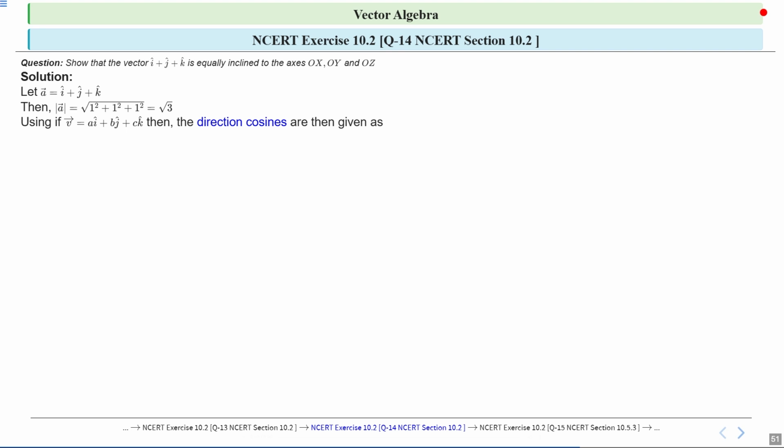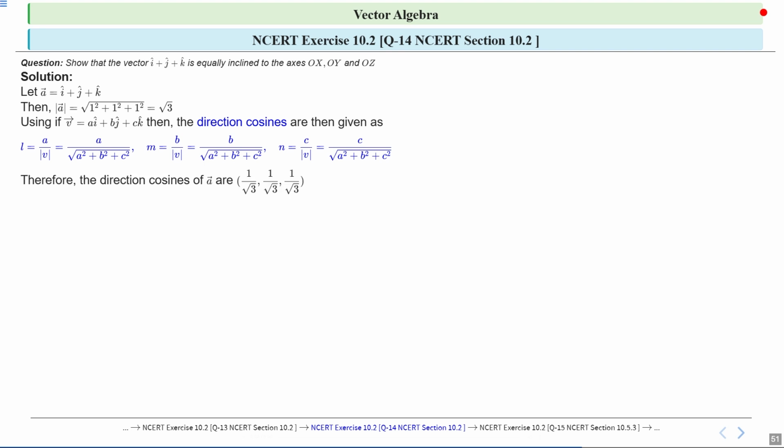So if V vector is equal to a i cap plus b j cap plus c k cap, then the direction cosines are given as l is equal to a upon magnitude of V, which is equal to a upon root over a square plus b square plus c square. m is equal to b upon magnitude of V, which is b upon root over a square plus b square plus c square, and n is equal to c upon magnitude of V, which is c upon root over a square plus b square plus c square. Therefore, the direction cosines of A vector are basically 1 upon root 3, 1 upon root 3 and 1 upon root 3.